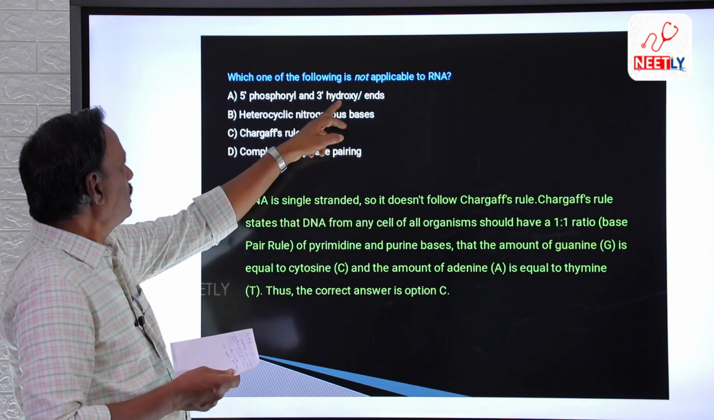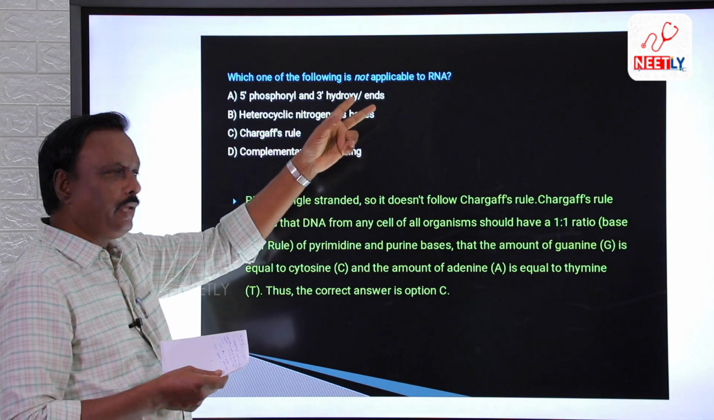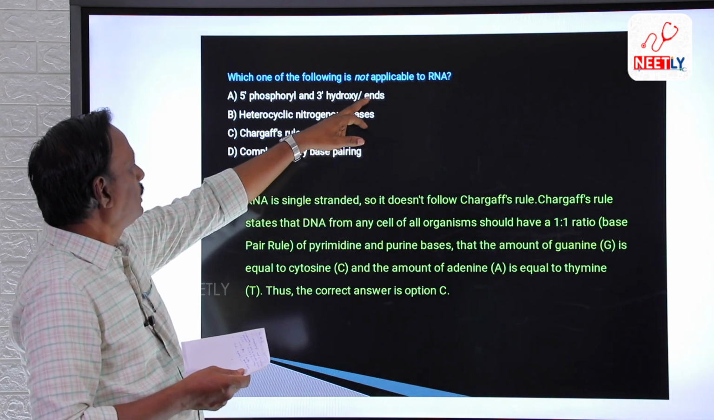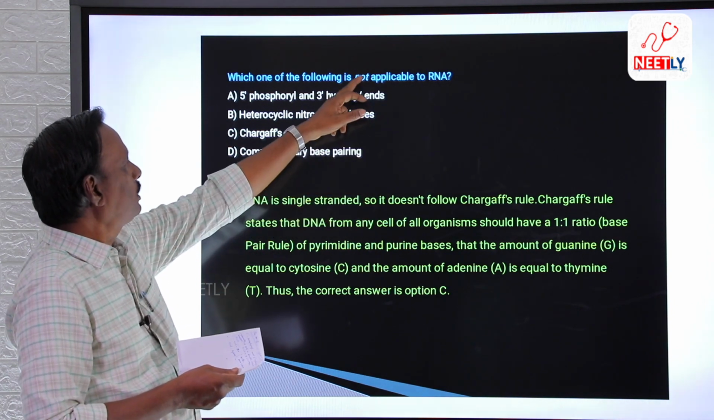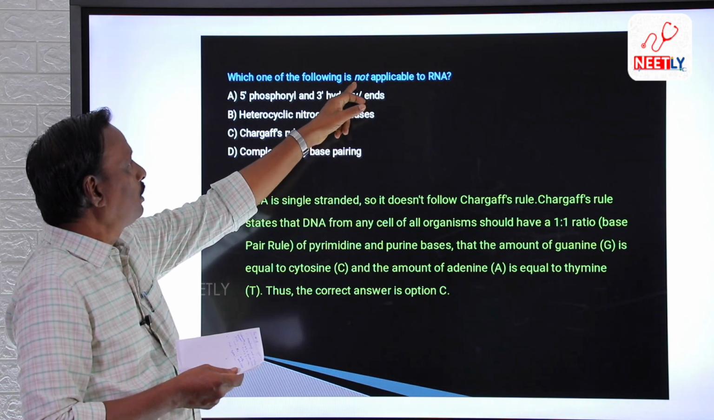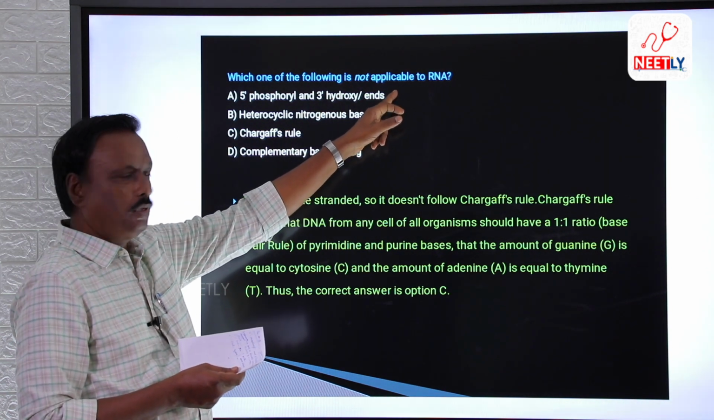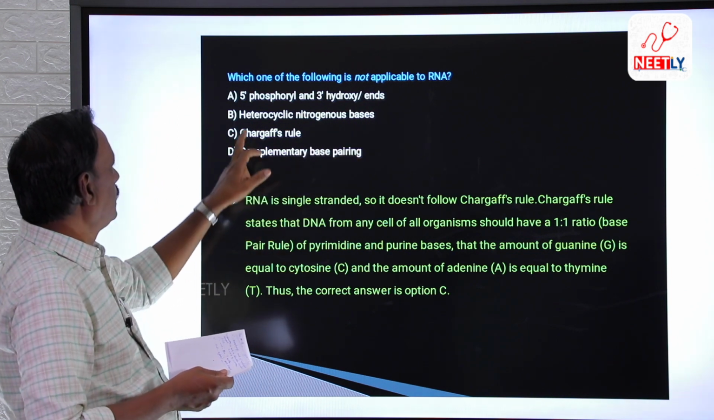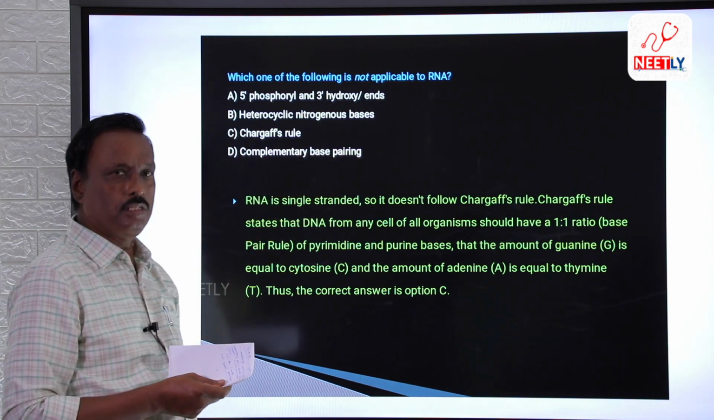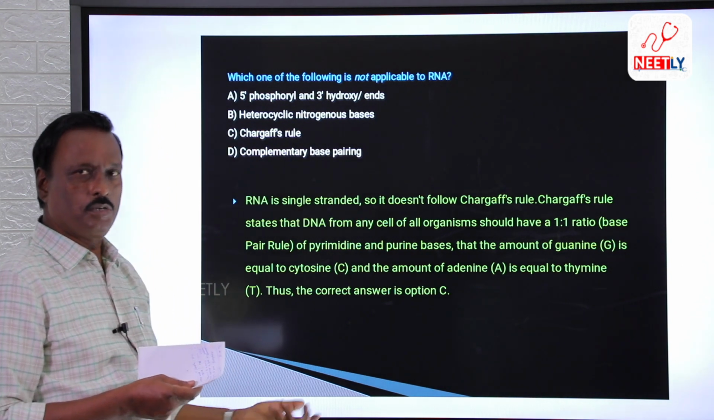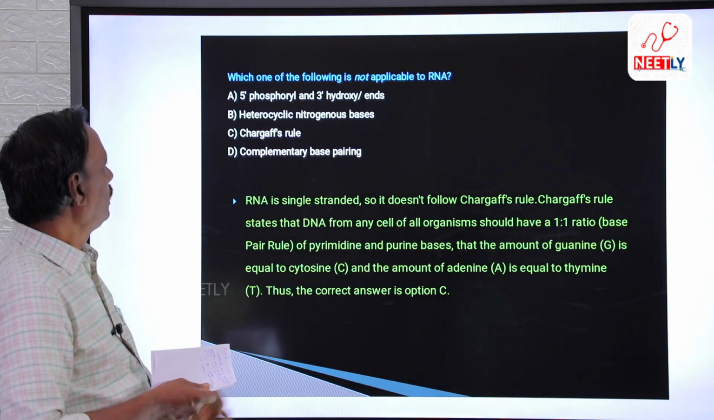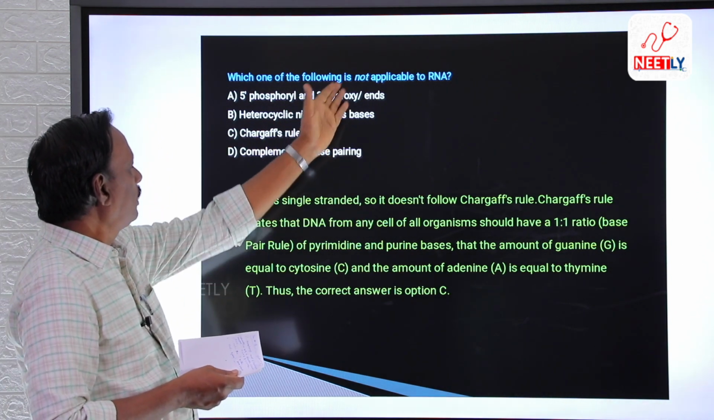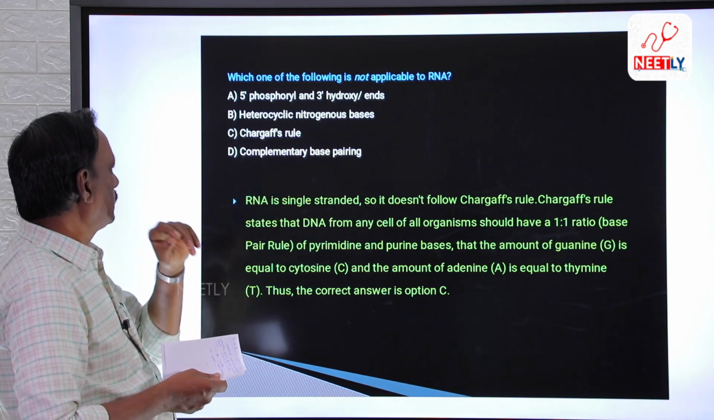So this is present in both DNA and RNA. So this is the correct answer, but the question is "not applicable". So this is applicable, so we have to eliminate this one. Second one is heterocyclic nitrogen bases. All the nitrogen bases are heterocyclic in nature, so we cannot attribute this to the question.